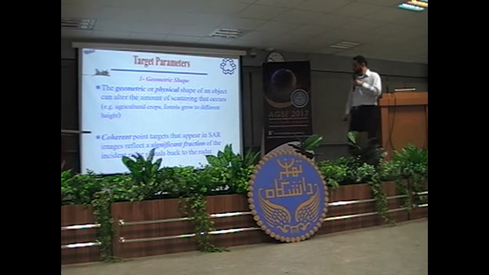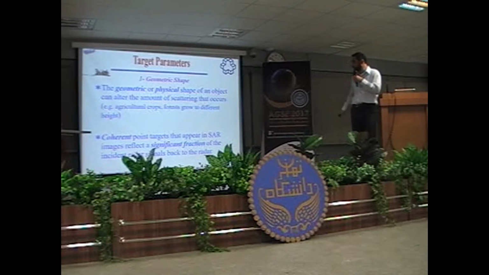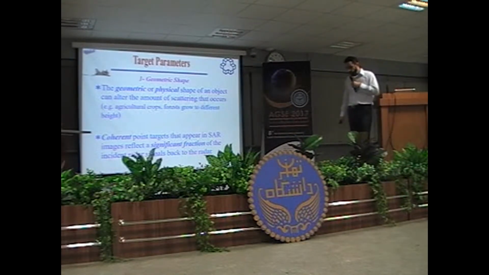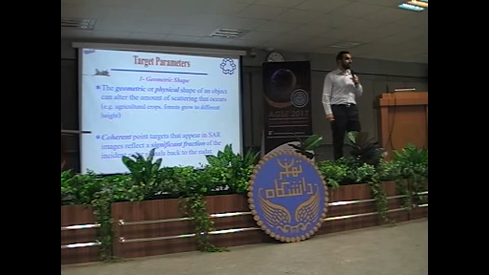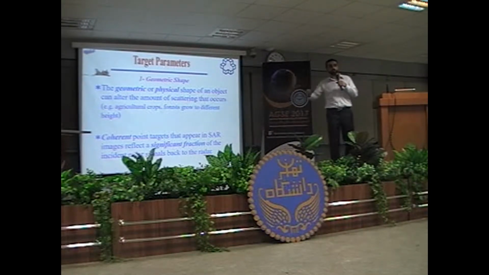First, I start with the geometric shape. Actually, the geometry of the target has a great influence on the amount of backscatter. The targets with different geometry can have different amount of backscatter toward the antenna. For example, if the scene is agriculture or a forest, or forest with different heights, the amount of backscatter generally changes. There is a special type of targets in this category which we call coherent targets. If we have coherent targets on the ground, then we can say that the amount of backscatter is very large for the coherent targets. A significant amount of energy is coming back to the antenna.